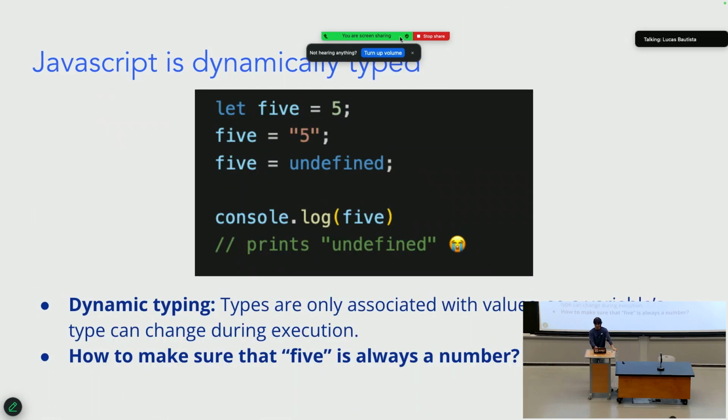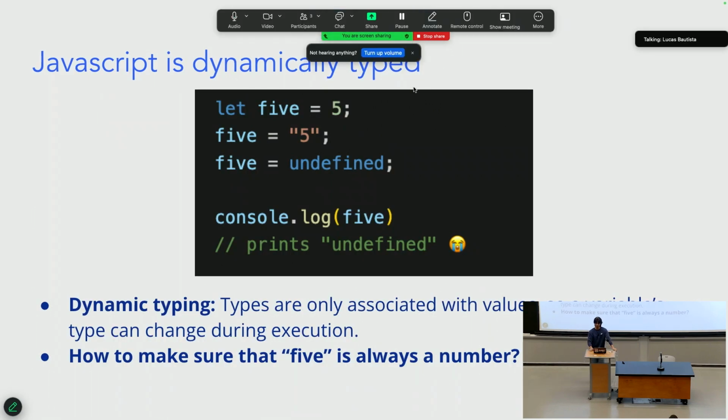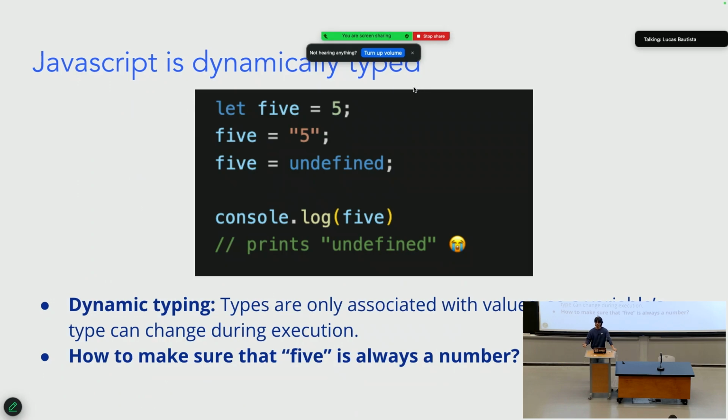So JavaScript itself is dynamically typed, meaning that the type of a variable is determined at runtime. So we have this code here where we define a variable x and assign it the number 5. So at that instance in time, that variable is of type number. Then we move on to the next line: x is equal to a string 5. So then the type of our variable x is now a string. And then we assign it to undefined. So it's of type undefined.